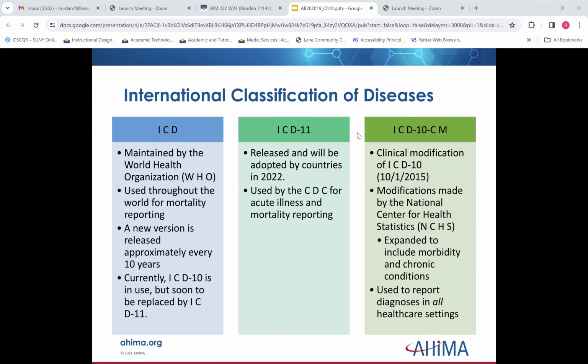And again, where do these come from? A lot of people are kind of surprised to hear sometimes that we are looking at ICD-11, which is now released by the World Health Organization, who, of course, are the people who brought us ICD-10 and others. And it will be used by the CDC for acute illness and mortality reporting. Again, the United States is not on ICD-11. Right now, we're on ICD-10-CM.